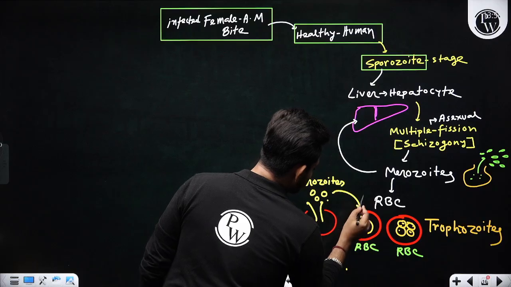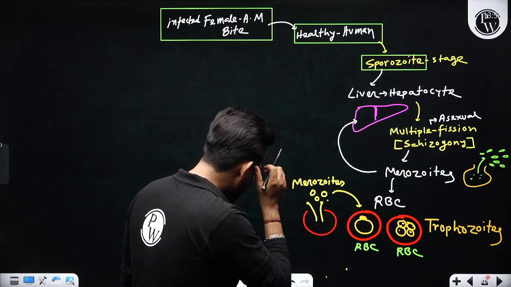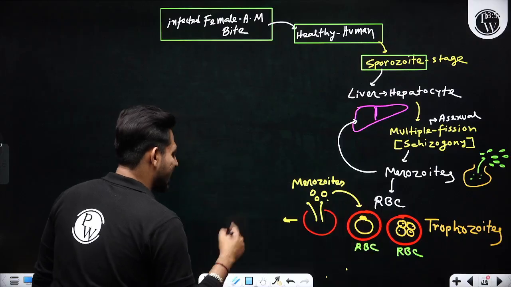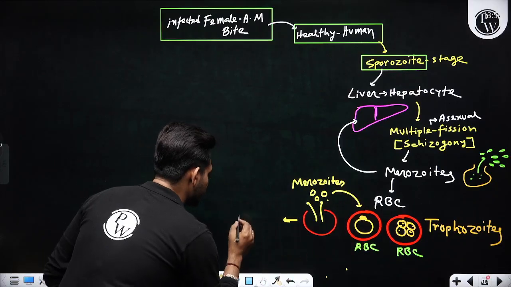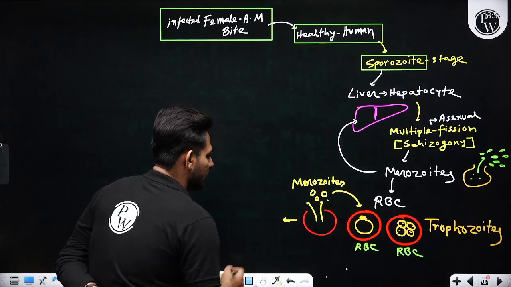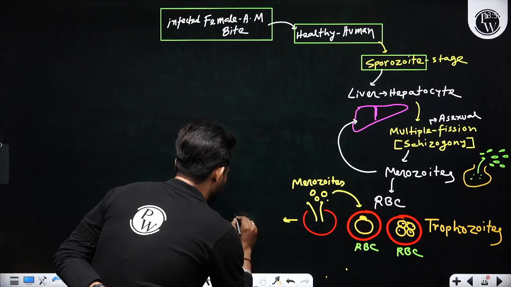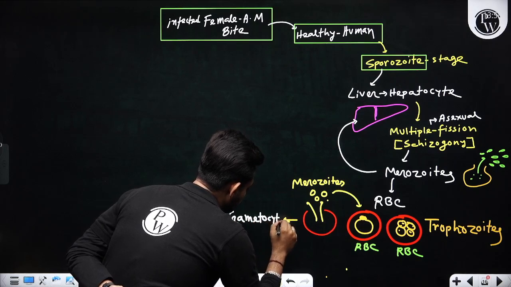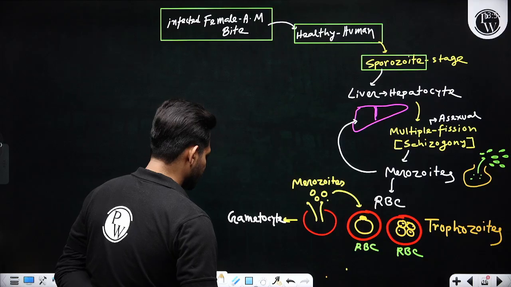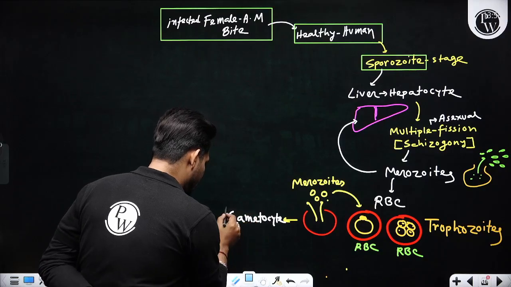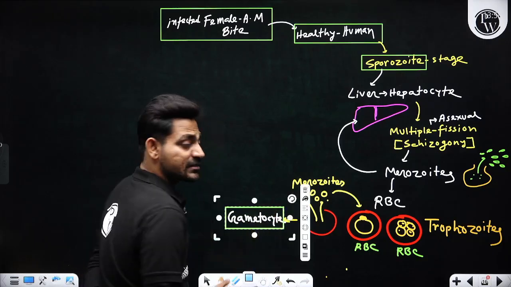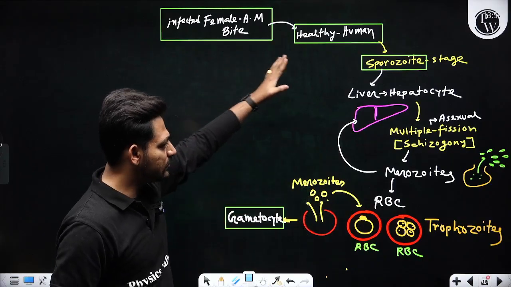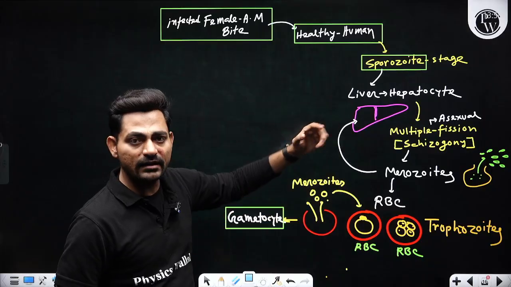They will infect some other RBC, right? And a few of them will get converted into gamete-forming cells or precursor cells which will form gametes in future. That is called gametocytes. Right. Now these gametocytes are not gametes, they are not sperm or ovum, they are precursor cells for gamete formation. So this is all about the asexual life cycle inside the human body.